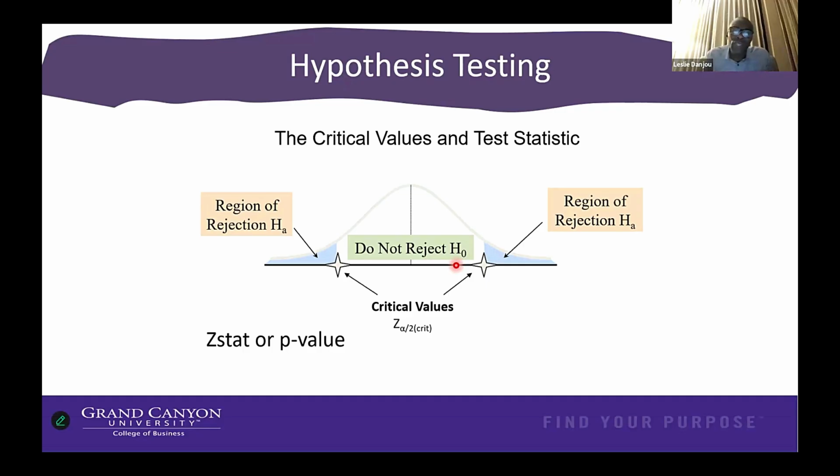If it were to fall on the outer tips, you would say, nah, man, what we thought was true is no longer true. Based on this sample, there's overwhelming evidence that whatever you thought was true is no longer true. So we're going to be looking at the z-stat and p-value. It is two different formulas, right? And it's going to show you if it's do not reject or if it is reject.